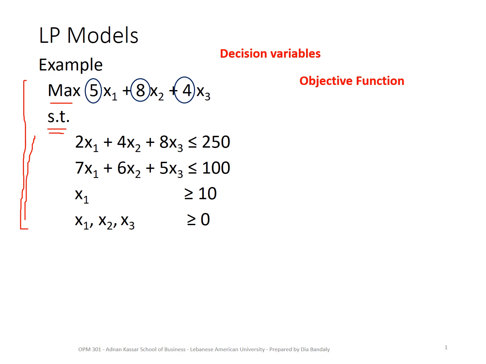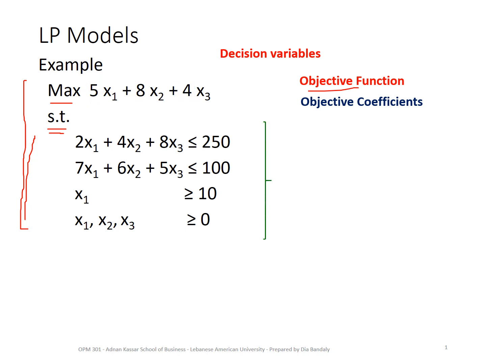But look at this. What are these numbers? They are not just any numbers. These are numbers that are multiplying the variables. So what do we call that? Usually coefficients, right? And these coefficients are in the objective function, and that's why we call these the objective coefficients. It's just a name that makes our life easier when we are communicating about LP models.